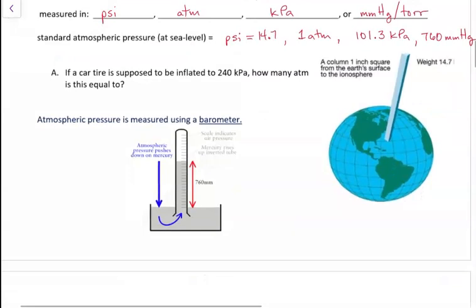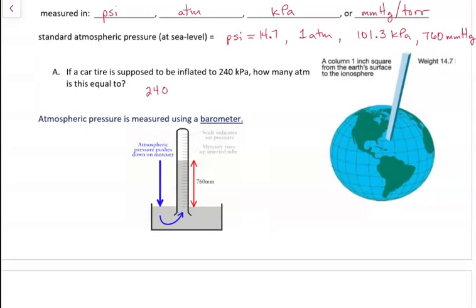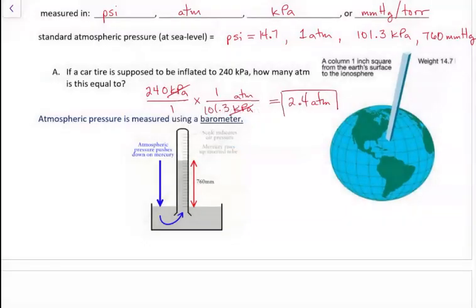So if we do a problem like this one: a car tire is supposed to be inflated to 240 kPa. How many atmospheres is this? Well, I just do it like a unit conversion. kPa on the bottom, atmospheres on top. 1 atmosphere equals 101.3 kPa. So 240 divided by 101.3, rounded to 2 sig figs, should give me about 2.4 atmospheres, or about 2.4 times the normal pressure that we are used to feeling from the atmosphere.